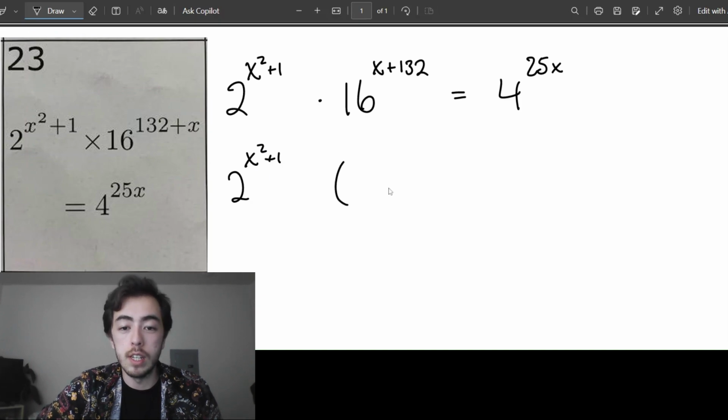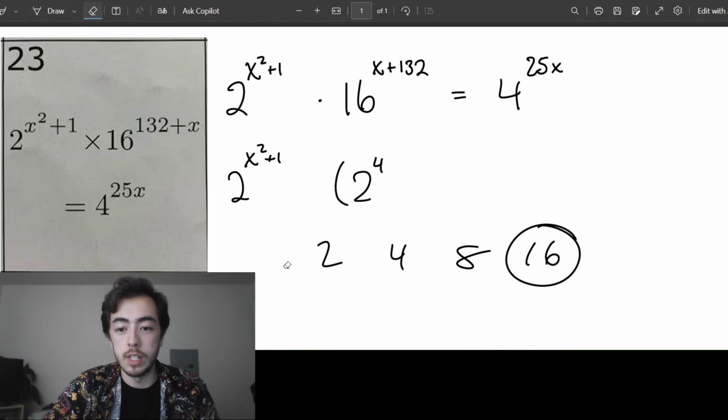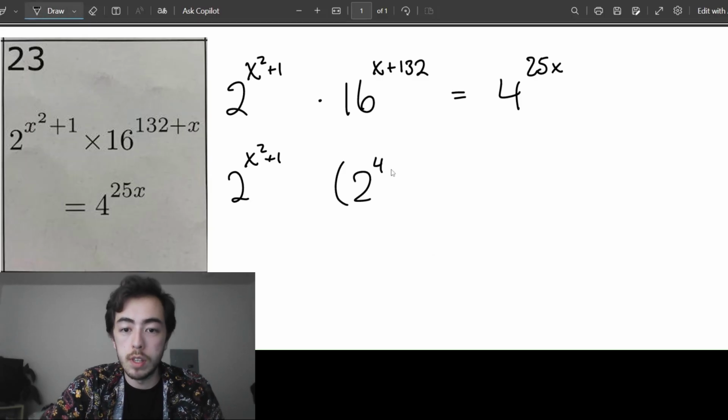But then 16 is 2 to the power of 4, I believe, right? Because we have 2, 4, 8, and then 16, and this is 4 2's all multiplied together. I'll keep the exponent the same for now, x plus 132, and then I'll call that 4 2 squared.